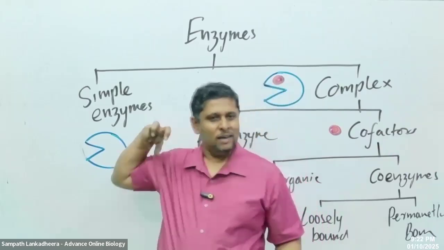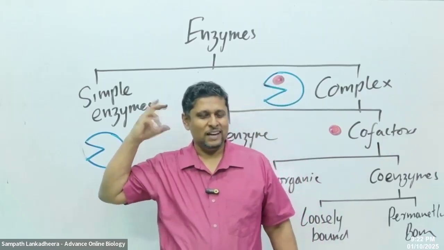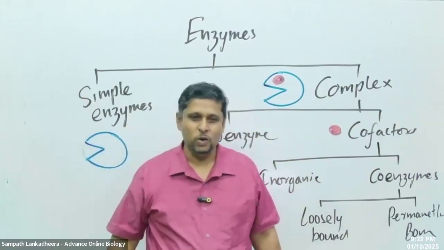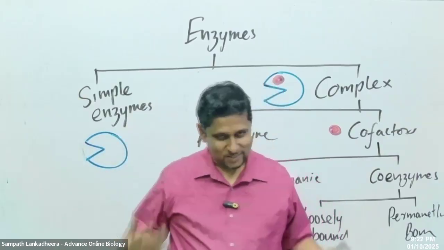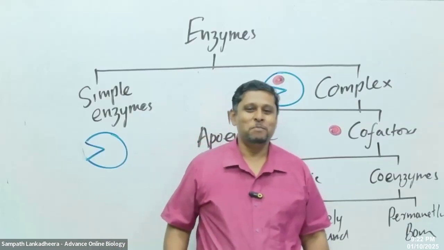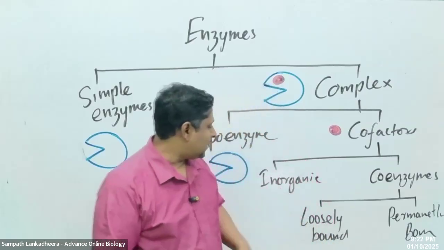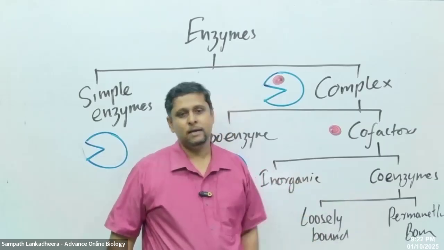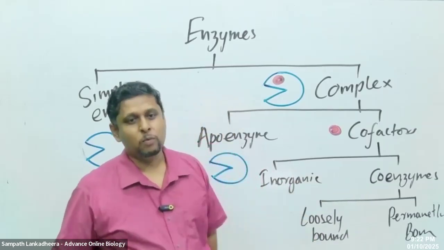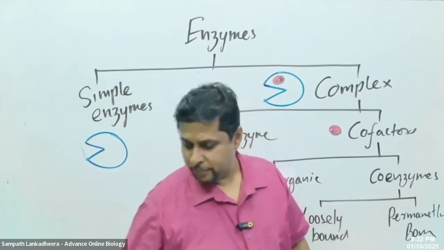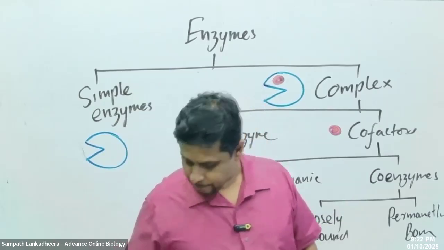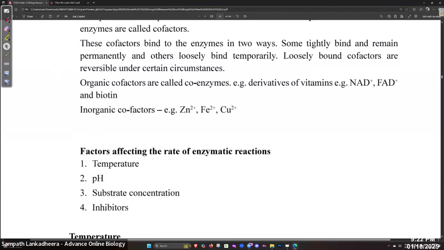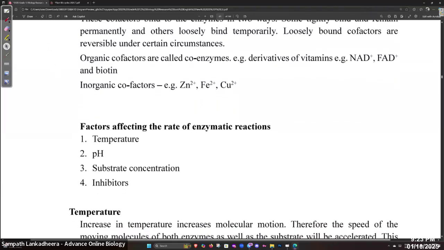Permanently bound means they don't come off, like your head. You can't pull your head off when you go home. You still have your head, but you don't have the helmet. The helmet is like a loosely bound coenzyme. The head is like a permanently bound one. So therefore we classify, and, people, you learn this list: inorganic cofactors and organic cofactors.